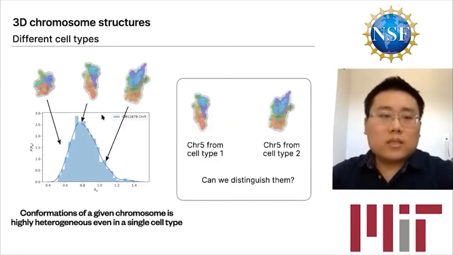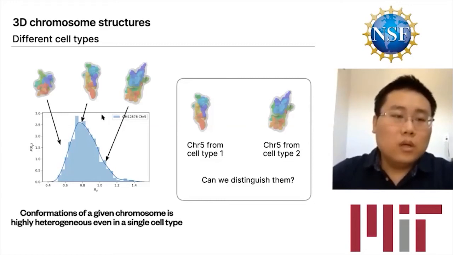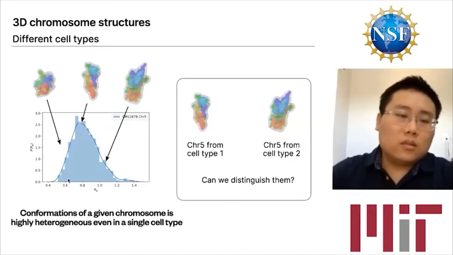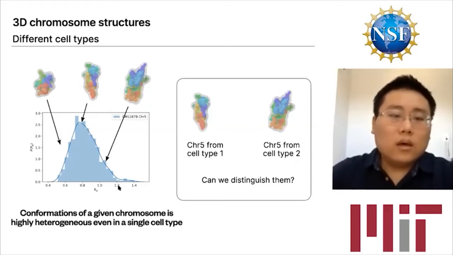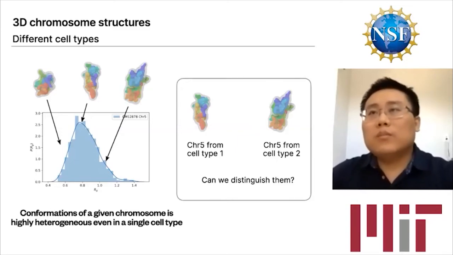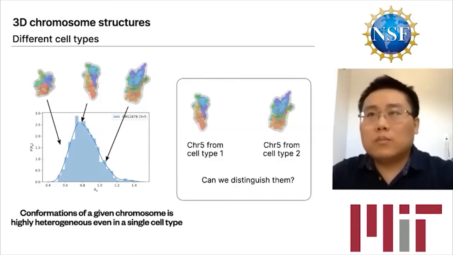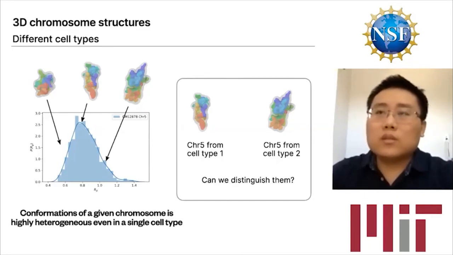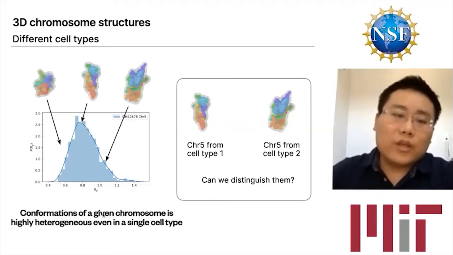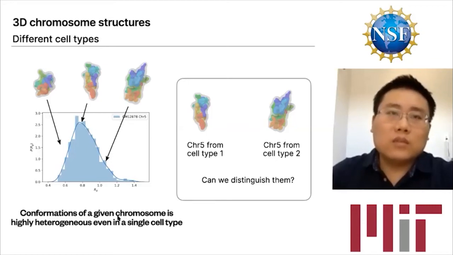Then the next question we ask is that we want to look at the structure of chromosomes from different cell types. I showed before that this figure shows that the conformation of a given chromosome is highly heterogeneous, even in a single cell type, right? So the natural question is: if I give you a conformation for chromosome 5 from cell type 1 and another conformation of chromosome 5 from a different cell type, can we actually distinguish them? Can you tell which conformation is from which cell type? This is a non-trivial question because we actually have a large variation among chromosome structures even in a single cell type.